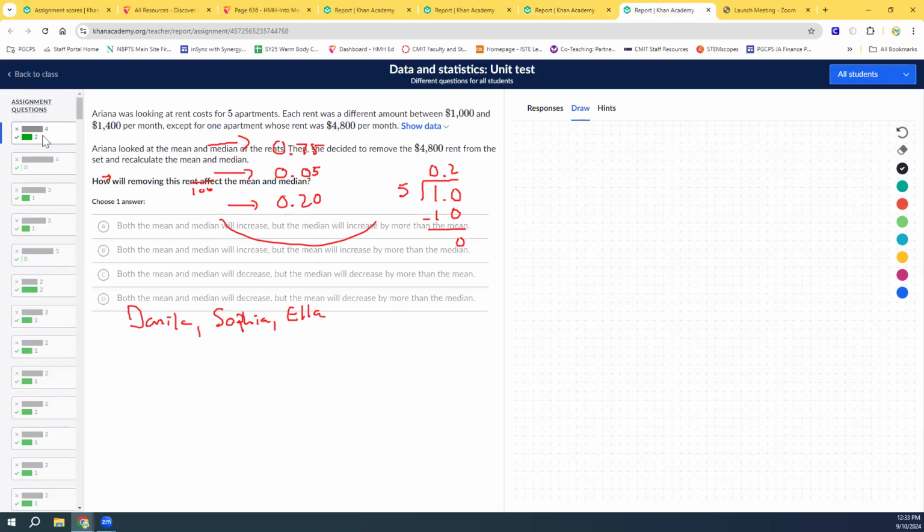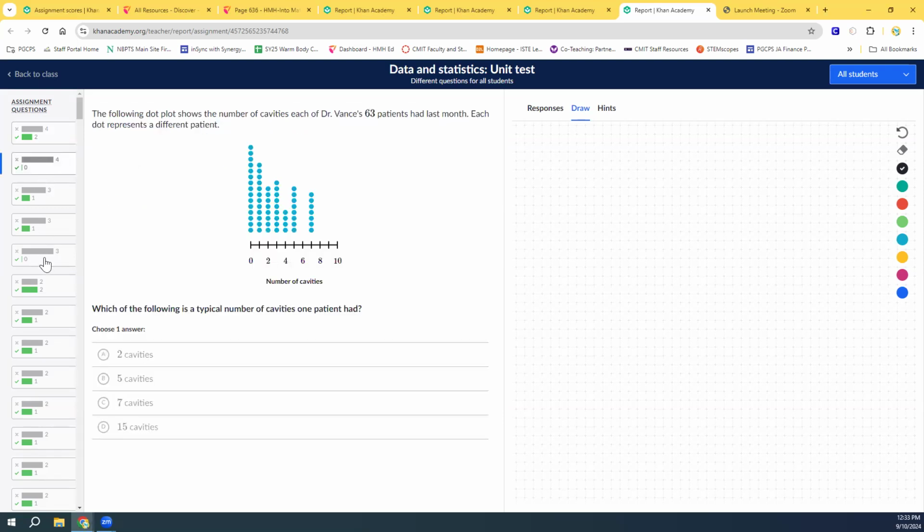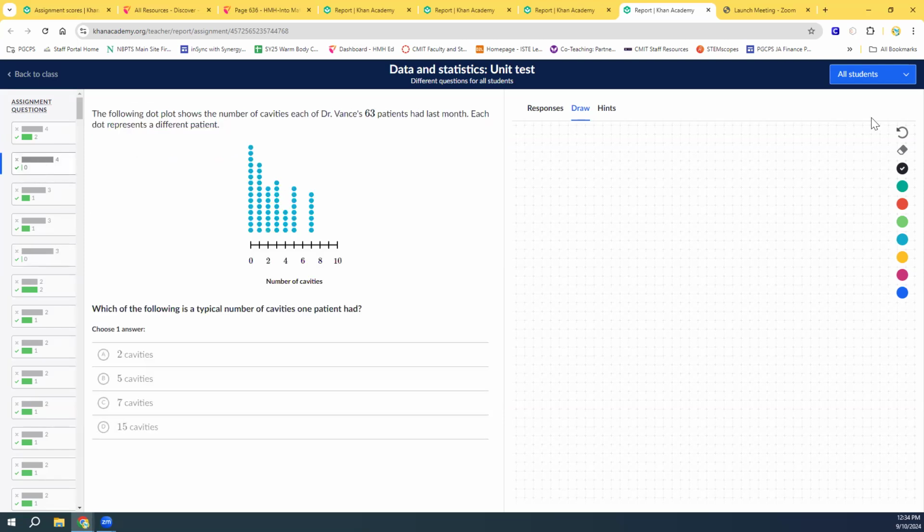Okay, and so the last thing is the data and statistics unit test. You should see things that we've already done in the class, but I'm going to do these two questions right now as my last two because 4 people did this question and nobody got it right. 3 people did this question and nobody has gotten it right. So let's do these together. And thank you in advance for all that you've already written down. I appreciate it.